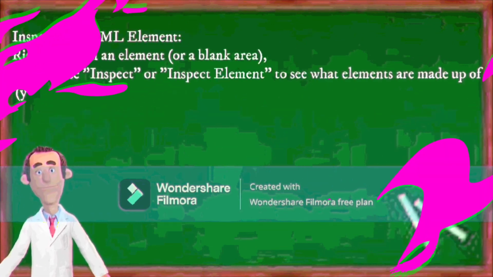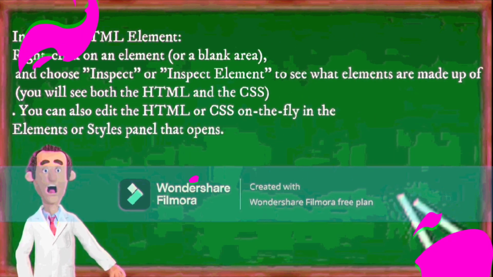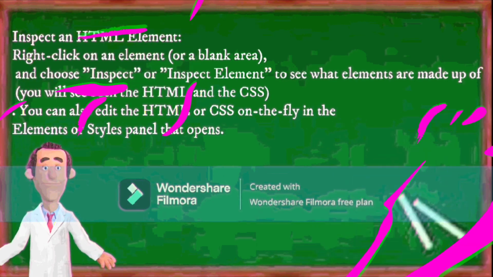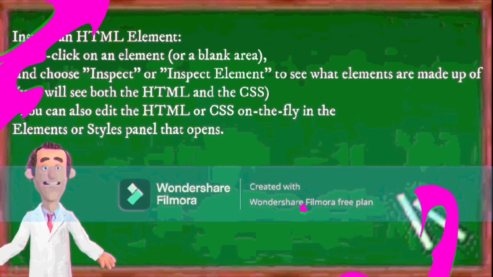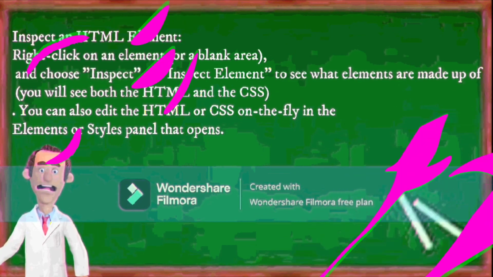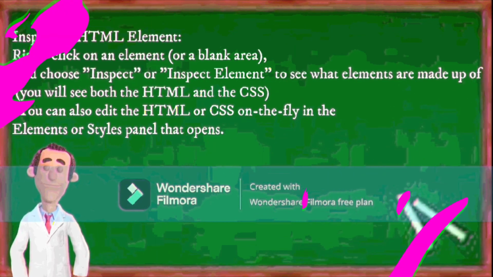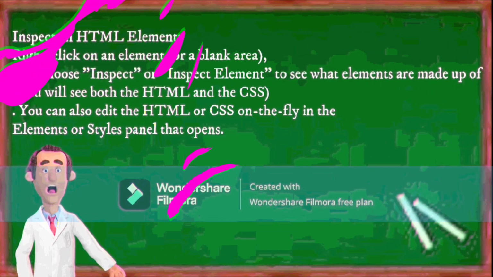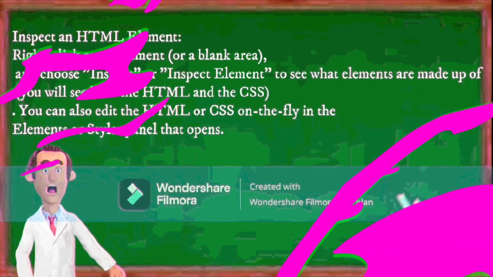Next topic is inspecting an HTML element. Right-click on an element or a blank area, and choose Inspect or Inspect Element to see what the element is made up of. You will see both the HTML and the CSS. You can also edit the HTML or CSS on the fly in the Elements or Styles panel that opens.